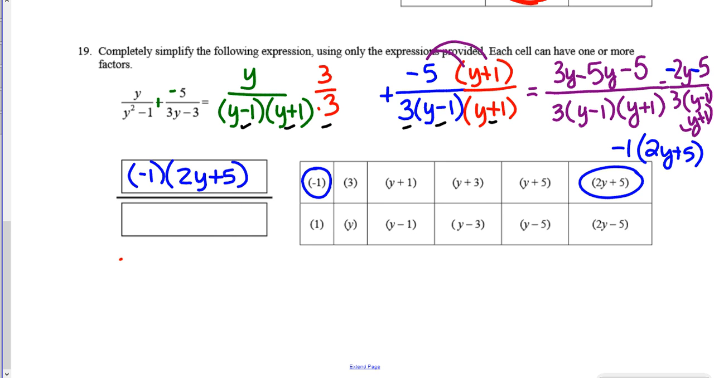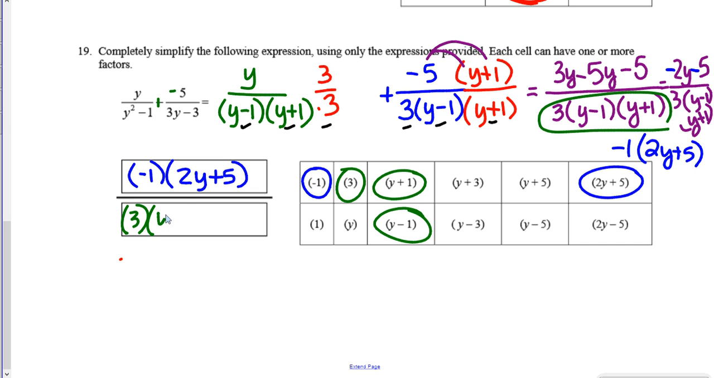And then on the bottom, I still have this whole denominator, my common denominator. I've got a 3. And then I've got a y plus 1 and a y minus 1. Doesn't matter the order I write these. On your SOL, it wouldn't matter the order you drag them. But that's it. We're finished. So come in with any questions that you have.